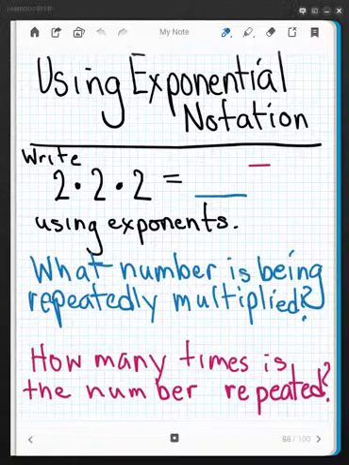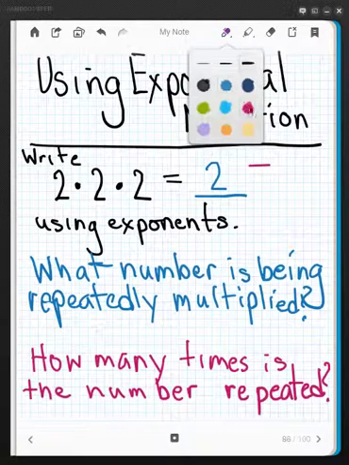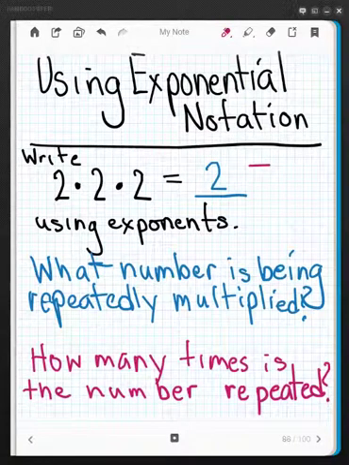First, I'm going to identify the number that's being repeatedly multiplied. You see 2 is being repeatedly multiplied, so I'm going to write that down. Then the next thing I identify is how many times 2 is repeated, or how many times 2 is used as a factor. It's 1, 2, and 3 times, so I'm going to put the exponent of 3 up here. So 2 to the third power, or 2 cubed, is how I would represent 2 times 2 times 2.